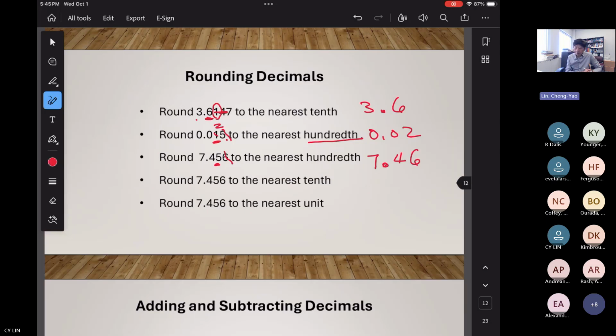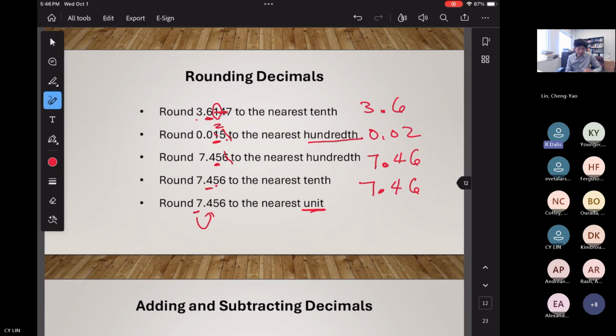Round 7.456 to the nearest tenth. To the nearest tenth. So the nearest tenth right here, that's the tenth, right? So we're going to use the 5 to examine. So therefore, the answer is 7.46 again, right? What about the nearest units? The units are right here. So we're going to use this number to examine. 4 is greater than 5 or less than 5?